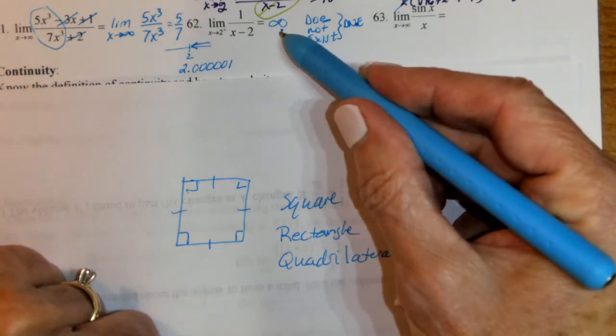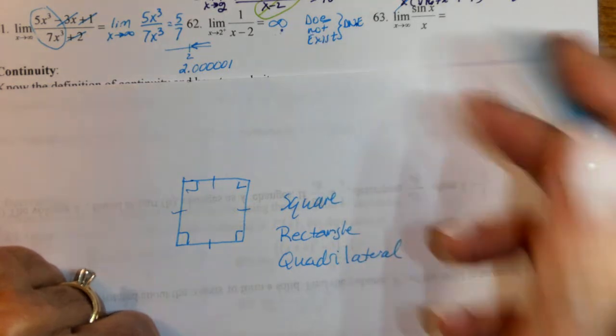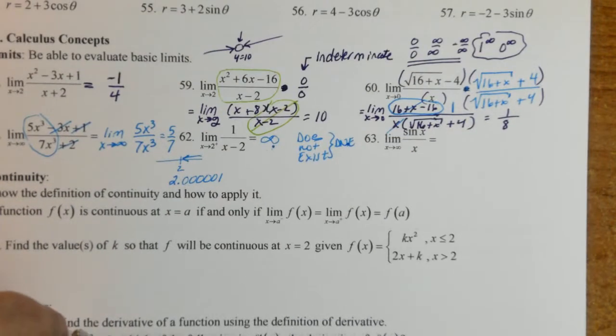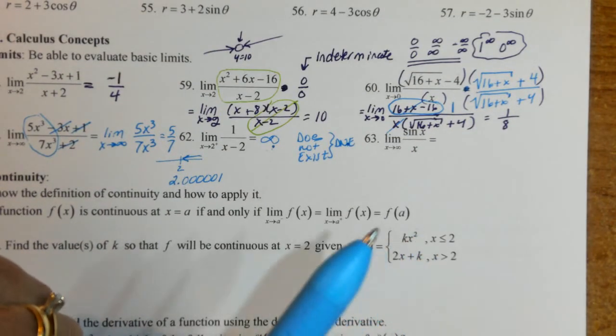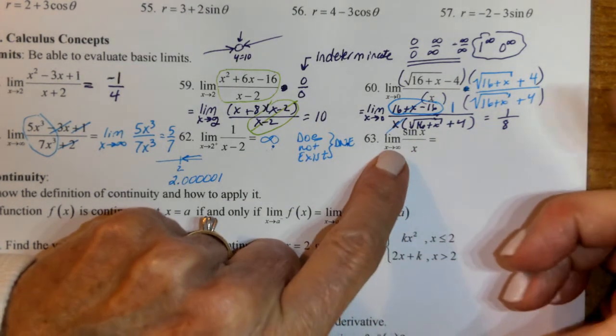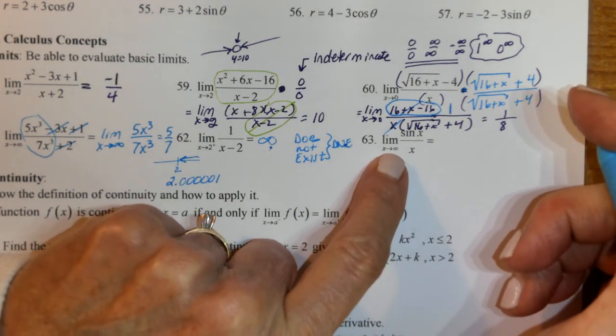Infinity is the more precise answer. It's more descriptive of what's happening. Okay? So, there you go. If you have any questions on that, let me know. All right. This is also going, x is also going to infinity, right?